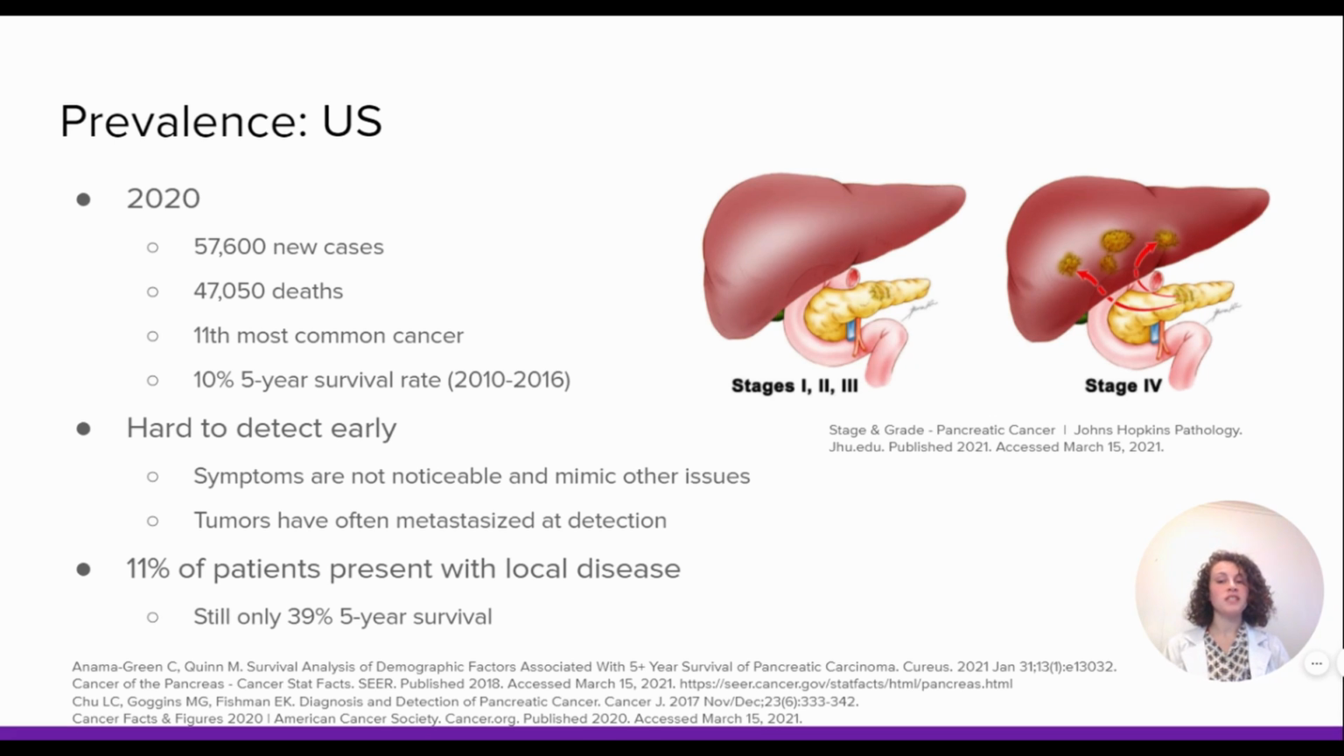By the time the cancer is detected, the tumors have often metastasized, which means that they have traveled in the bloodstream and relocated to other tissues, making the cancer significantly harder to treat. Only 11% of patients present with local disease or cancer that has not metastasized. However, even among these less severe cases, the 5-year survival rate is still only 39%.